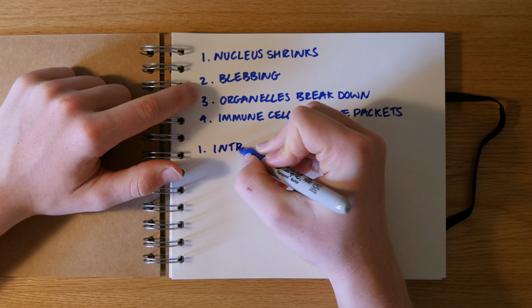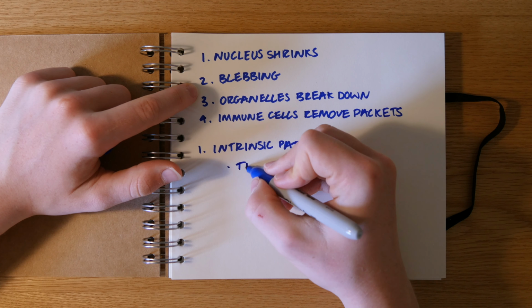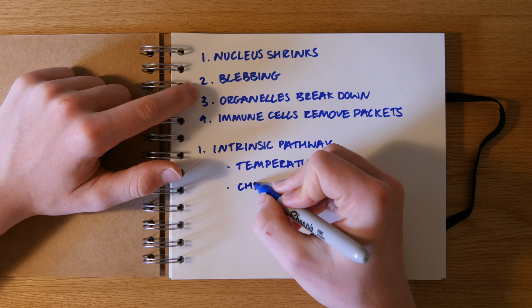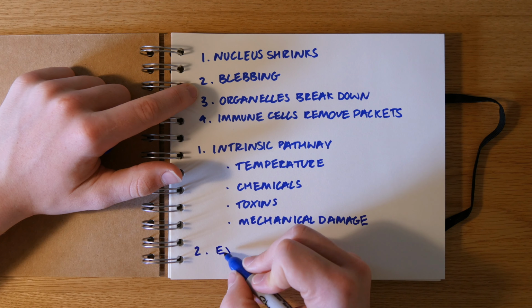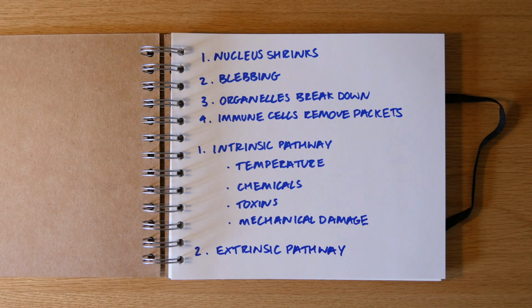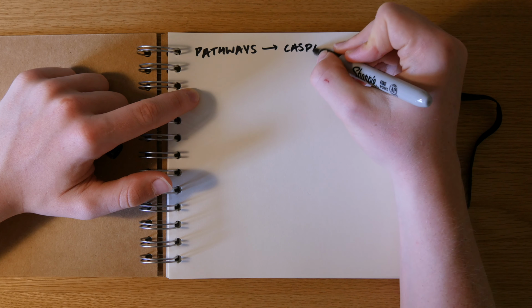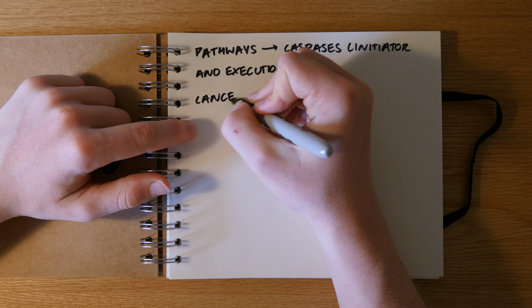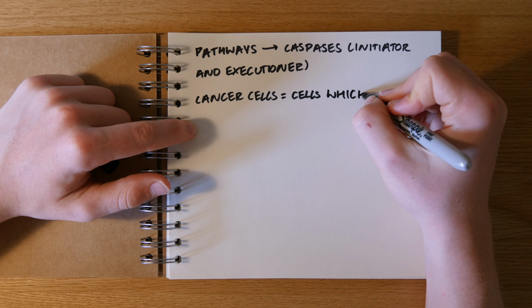In apoptosis, there are two ways cells can be signaled for deletion. The first is the intrinsic pathway, which is cell suicide due to cell stress, from extreme temperatures, chemical conditions, toxins, or mechanical damage. Then, there is the extrinsic pathway, which is cell suicide due to external signaling from immune cells. These pathways pull the trigger by activating a group of proteases called caspases, of which there are initiator and executioner caspases. Cancerous cells which eventually form tumours manage to evade both these pathways, allowing them to survive and divide, accumulating mutations as they go.